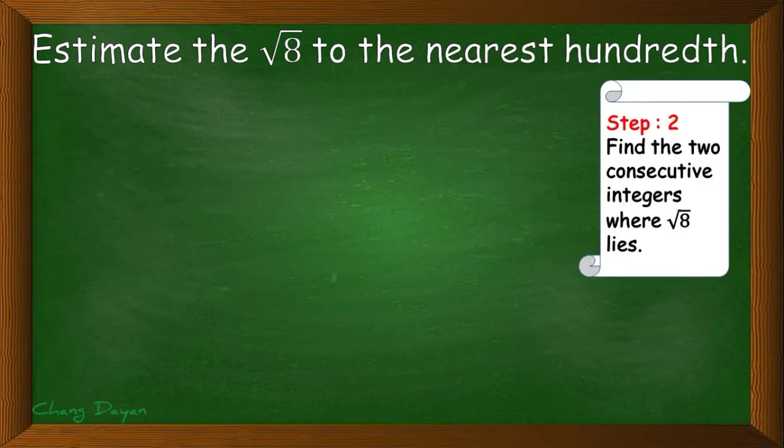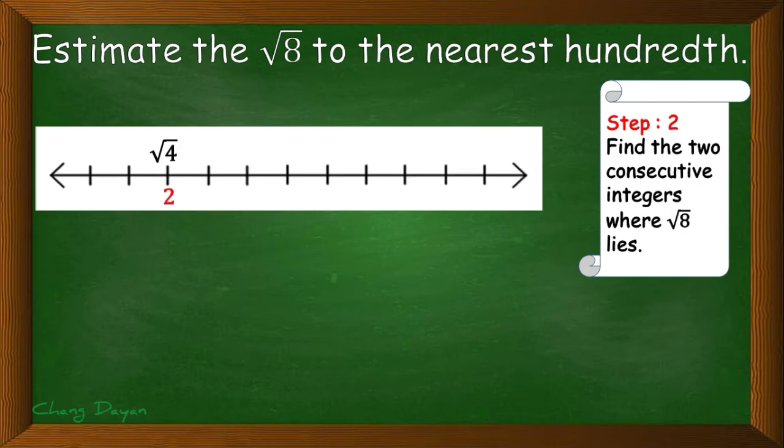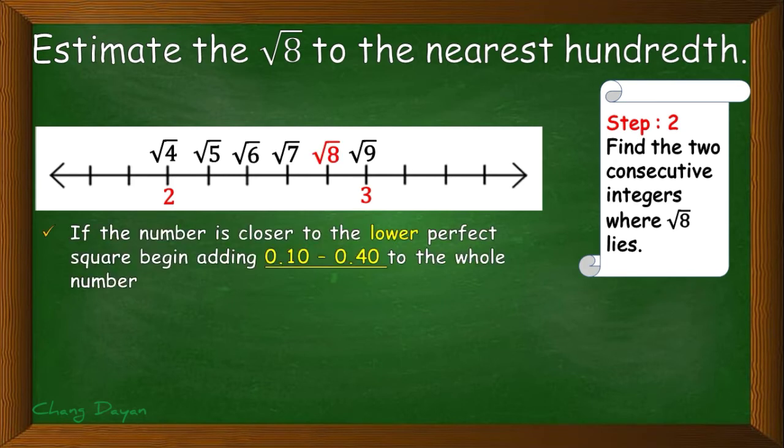Now, step number 2, we have here the number line. So, nandito is square root of 4. Sunod ay, we have square root of 9 and that is equal to 3. So, from square root of 4, sunod dyan ay square root of 5, square root of 6, square root of 7, and the square root of 8.